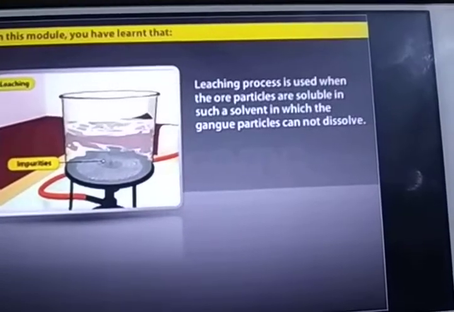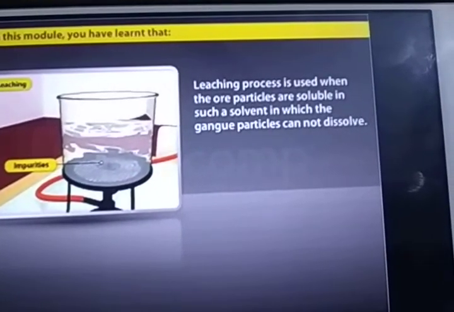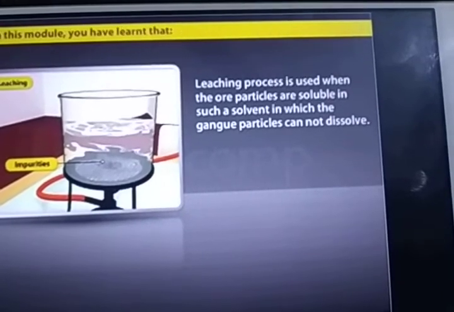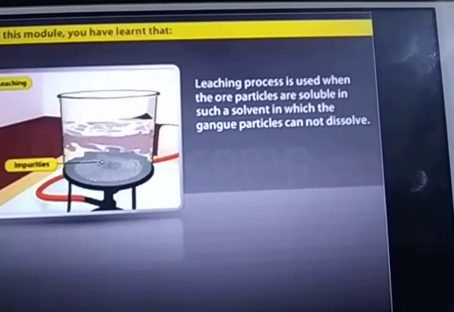The leaching process is used when the ore particles are soluble in a solvent in which the gangue particles cannot dissolve.